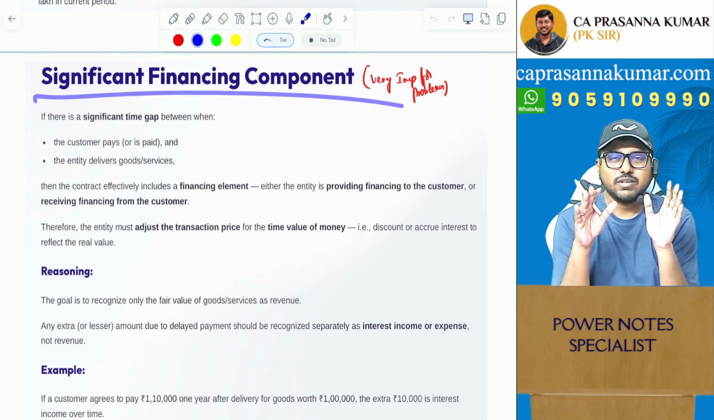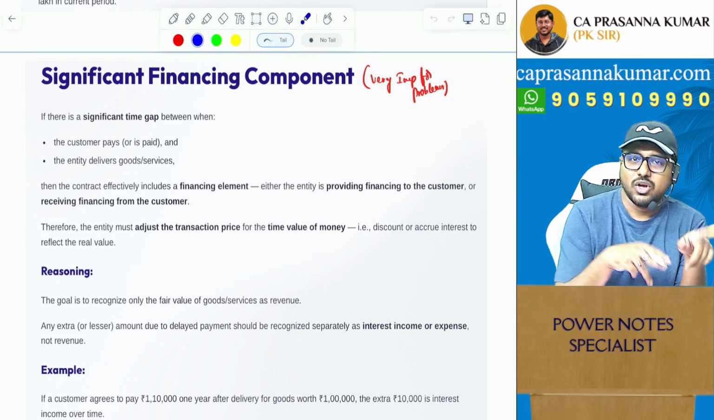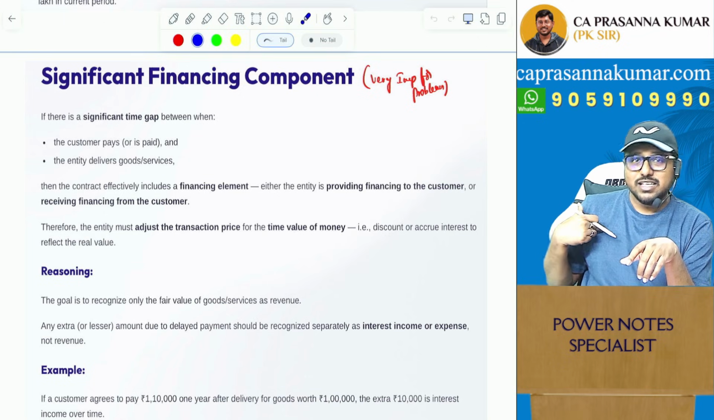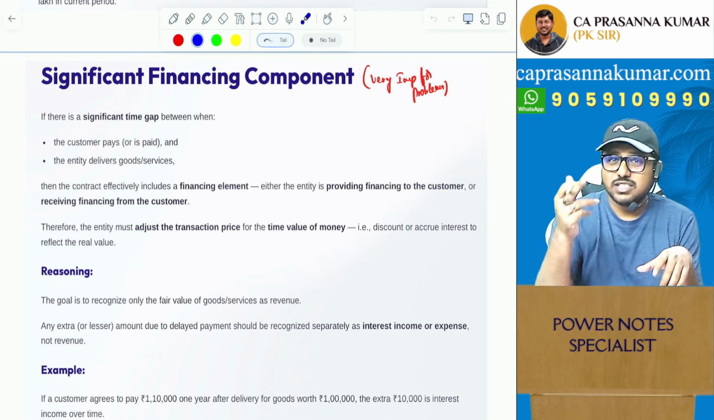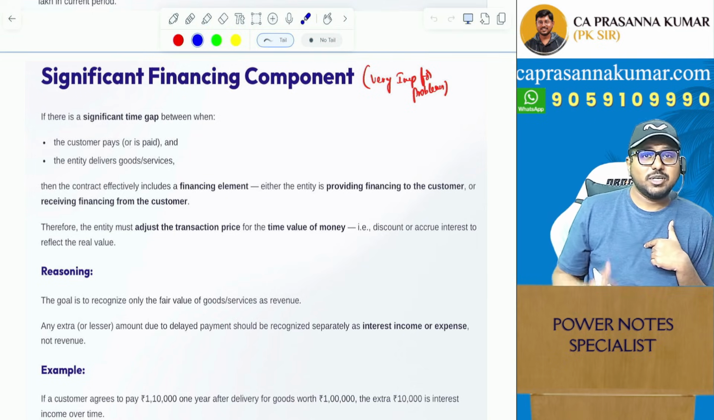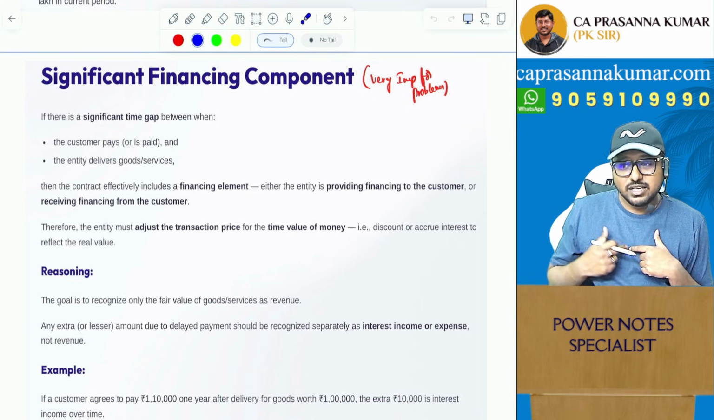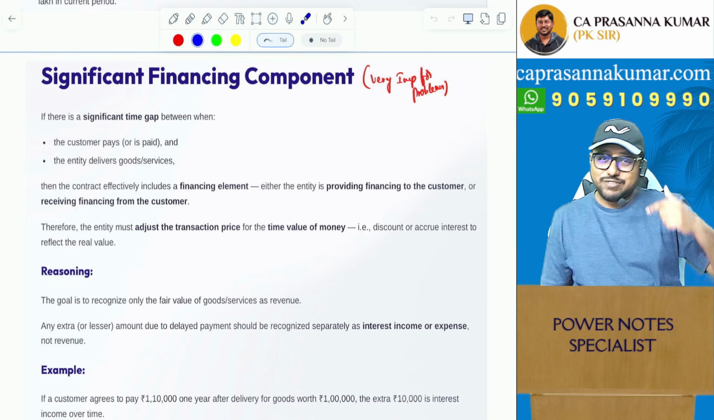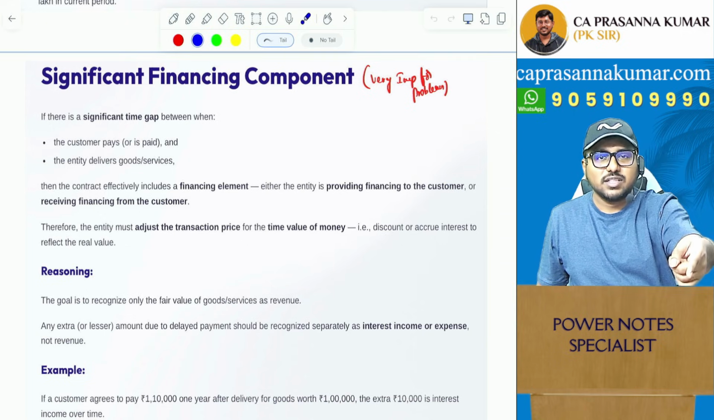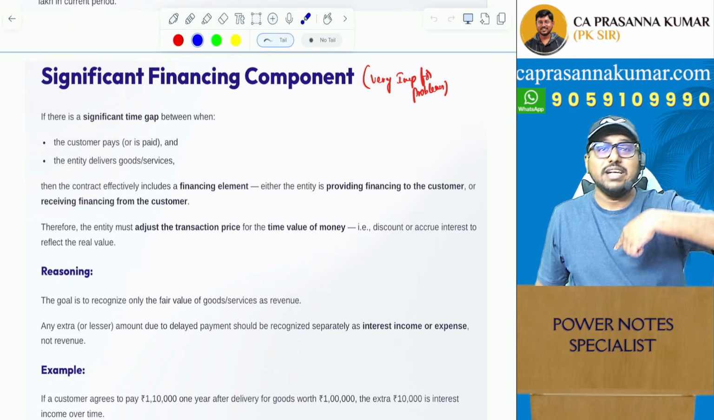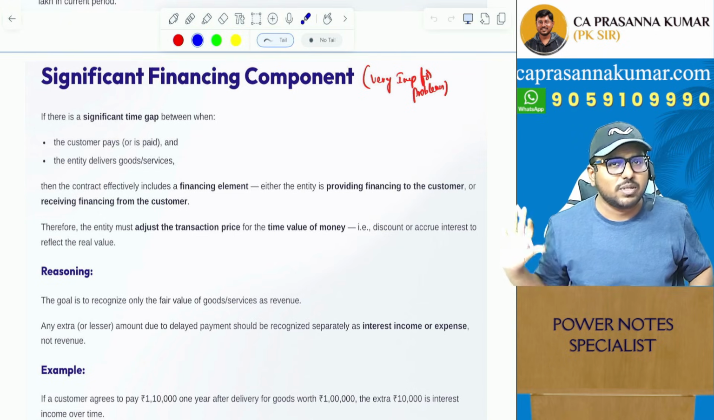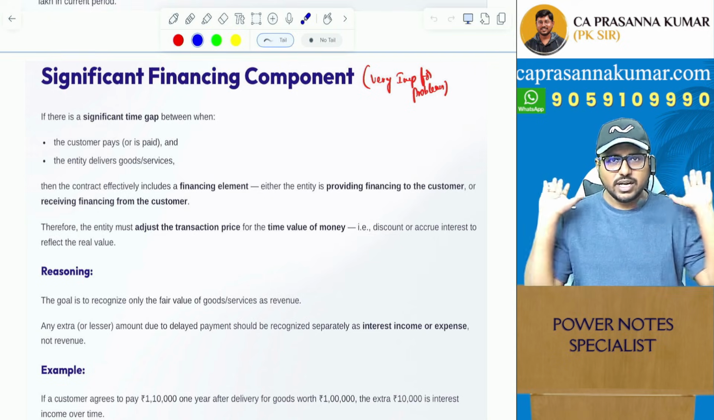See, when it comes to significant financing component, understand, Anna, either the customer will pay early or the customer will pay late. If the customer pays late, in that case, the entity is providing finance to the customer, correct? If the customer pays early, then indirectly the customer is financing the entity. So when the customer is financing the entity because the customer paid early as an advance, then for the entity there will be interest expenditure. Whereas if the entity is financing the customer, where the customer is paying late after 2 years or 3 years, then the entity will charge interest from the customer, and that becomes interest income for the entity, which should be removed from the revenue and shown separately. That is the whole intention. I hope you have got the entire concept over here.